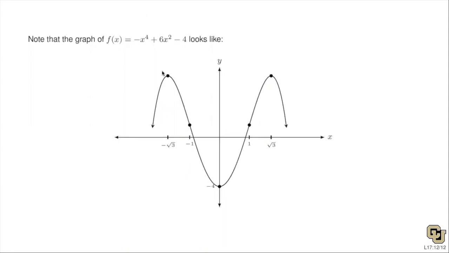And here's the absolute max. Here's a local min, and you can see there's no absolute min because the function will go down to negative infinity forever. And this point right here is the inflection point. You can see where it goes from concave down in this section, and then at the inflection point, concave up, and then at the inflection point, concave down.